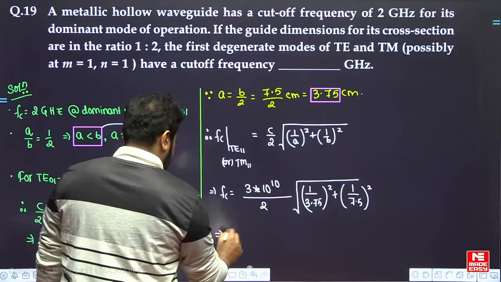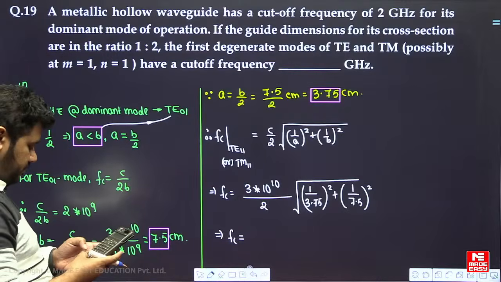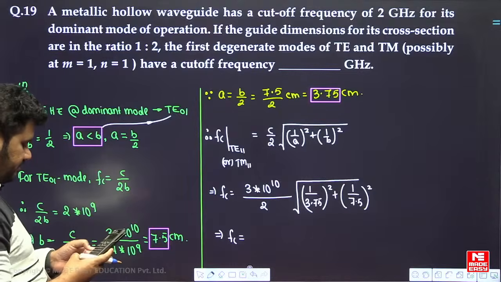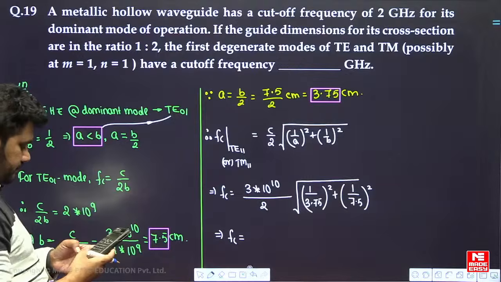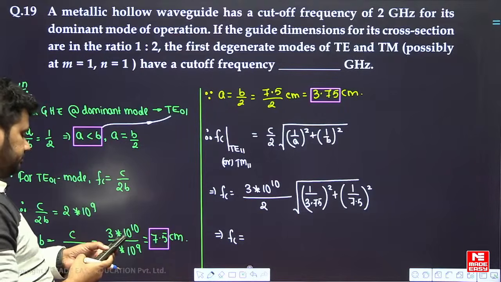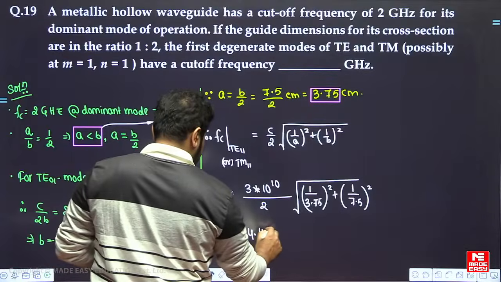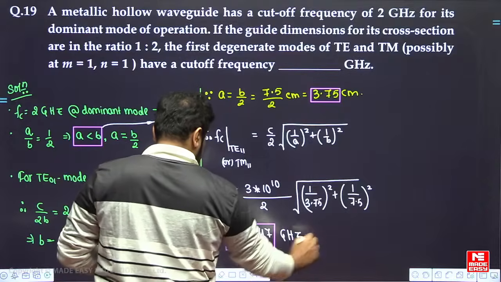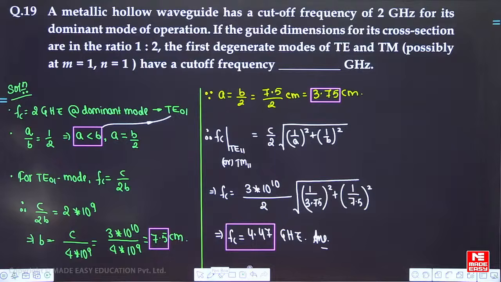So, let us calculate the cutoff frequency here. So, this is 1 divided by 3.75 square plus 1 divided by 7.5 square, 4.47 gigahertz. 4.47 gigahertz. This should be the answer. So, this is NAT. So, answer should be 4.47, is it?